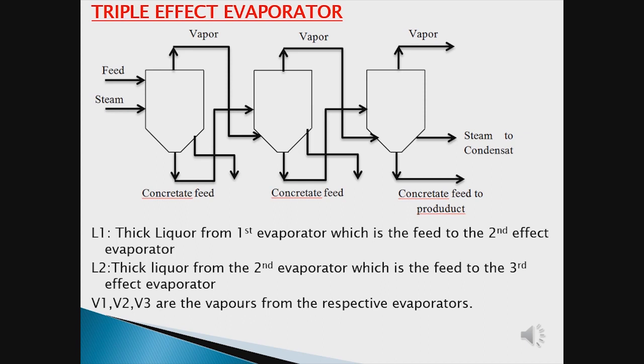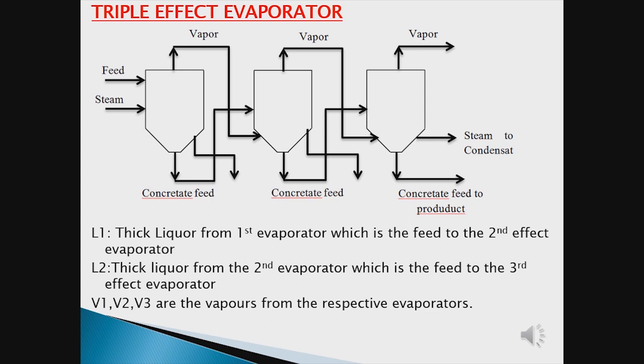Now let's discuss a more complex one, which is the triple effect evaporator. To summarize, this triple effect evaporator is just 3 single evaporators connected to each other. At first, we give the feed to an evaporator, and the top product, the vapor, is given out from the evaporator, and the concentrate feed, the thick liquor, is given out by the first evaporator, and this thick liquor is given to the second effect evaporator as its input.